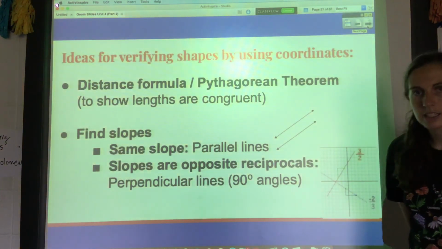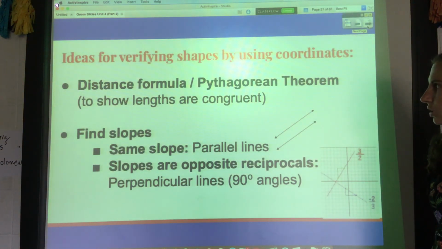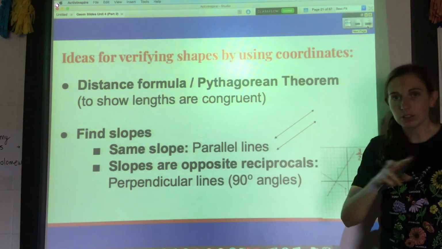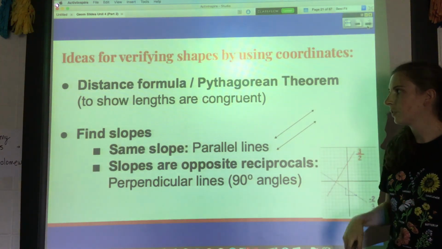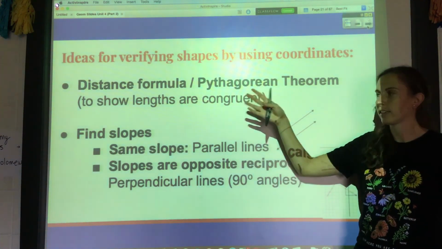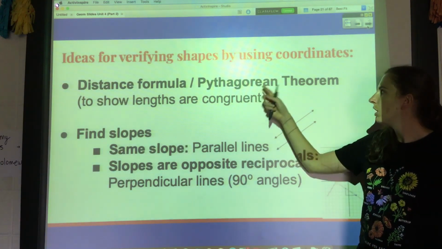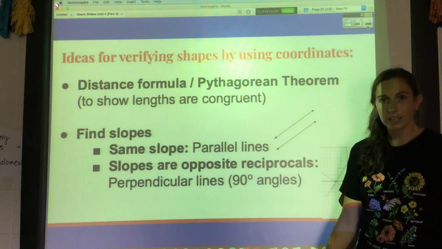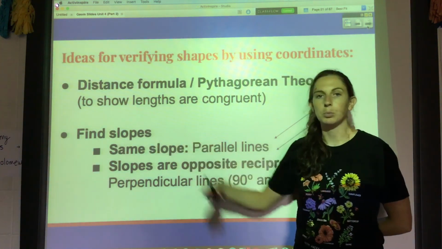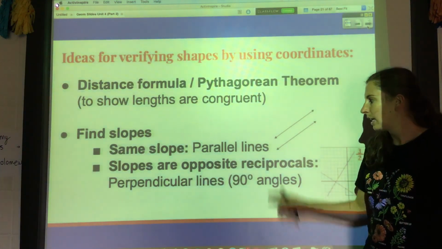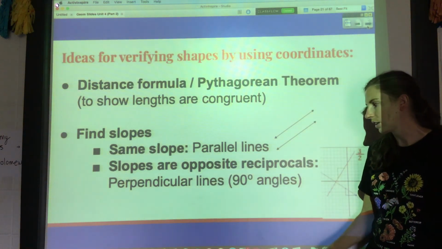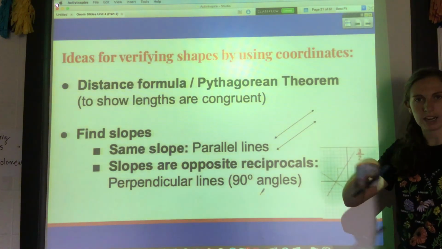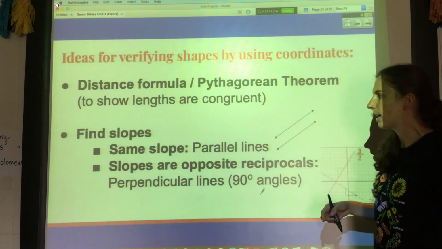So here is kind of a summary of all of that. If you want to prove or verify these shapes on a coordinate grid, you really only have two things that you might do. One is find lengths. We do that with the distance formula or Pythagorean theorem. That would show that things are congruent. The only other thing you could really do is find slopes. Slopes would tell you if two lines are parallel, or they would tell you that two lines are perpendicular, which would help with the whole rectangle thing because they have perpendicular sides.